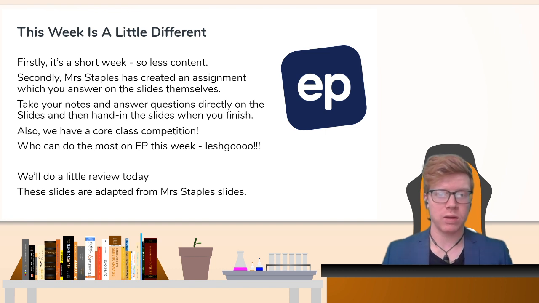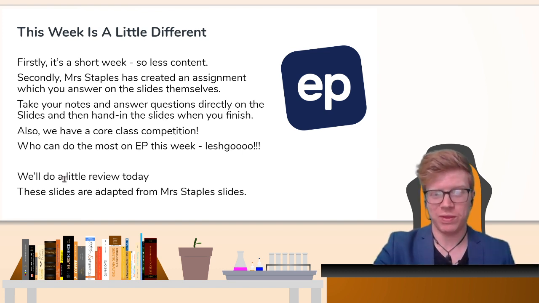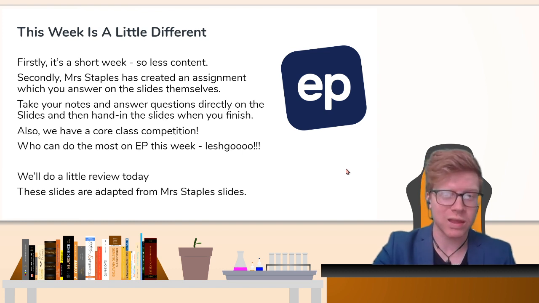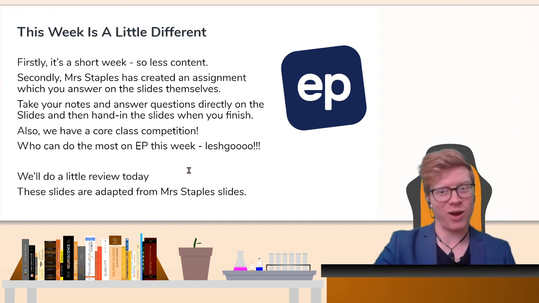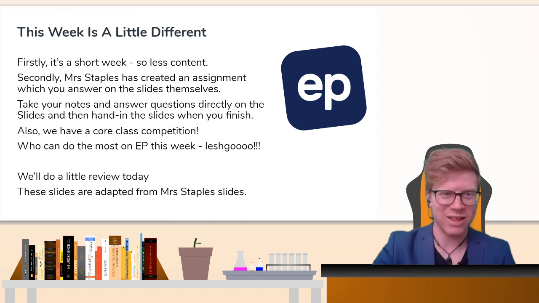Additionally, you'll see that there's a little bit of work on Education Perfect for you. There is a core class competition. That means each of the core classes within Year 9 are competing against each other to see how well we can do. Who can get the most done on EP this week? I think we've got a good shot. We've got some competent kids in here, and I think we're all capable of doing the work. So hopefully, this will be reasonably straightforward for you guys to crush this, but we'll see.